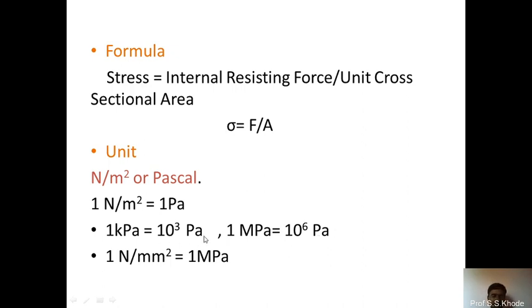Okay, this particular unit conversion, that is 1 Newton per mm square is equal to 1 MPa, how it is obtained, I have already mentioned in my notes. You can go through that. That is 1 Newton per mm square is equal to 1 megapascal. Most of the time we will use this unit only in numericals.